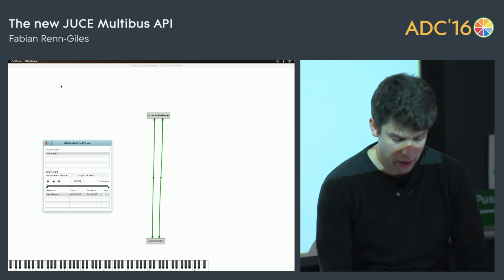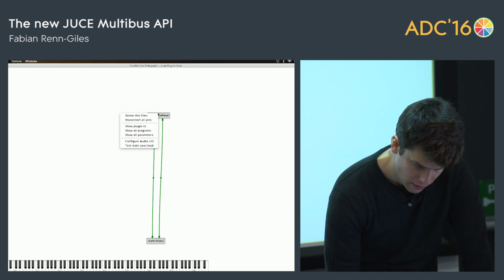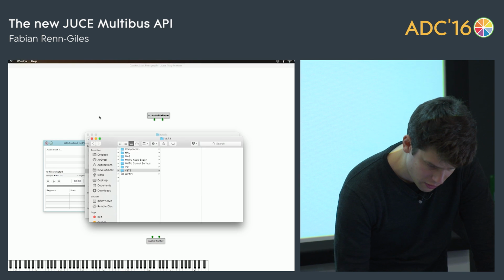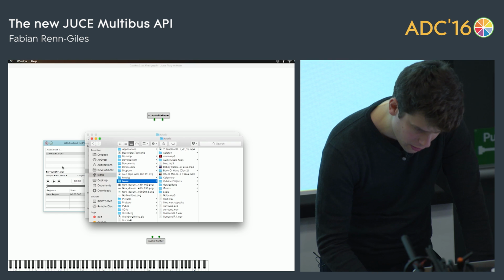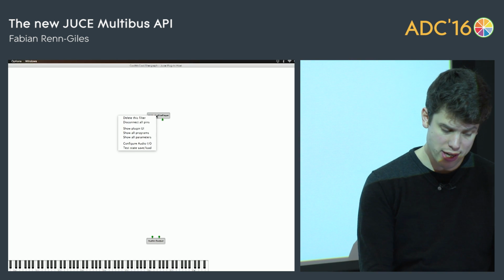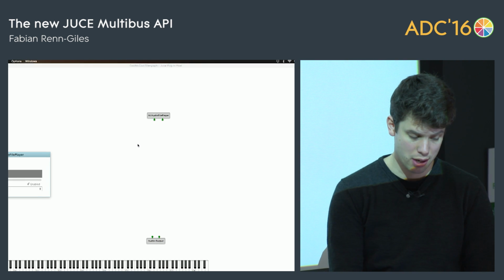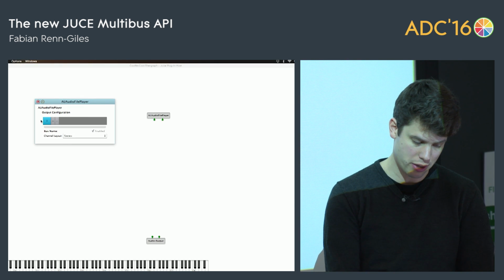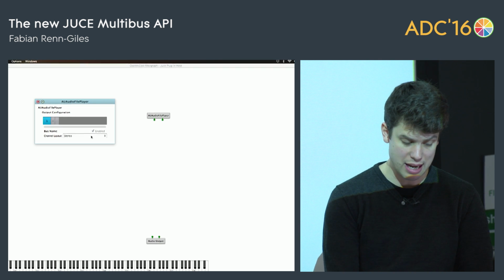But there's something new. Let me disconnect this for a moment, disconnect all pins. Let me load another file, a surround file, 5.1. So there's a new function that we've added to the host. If you right-click on one of these nodes, there's now Configure Audio I/O. And this brings up a new window where you see the buses and their names. If you click on it, Apple didn't name this bus, they just have an empty string here, and you can set the layout of that bus.